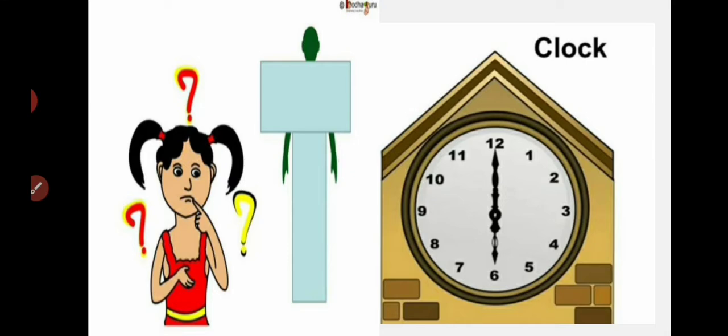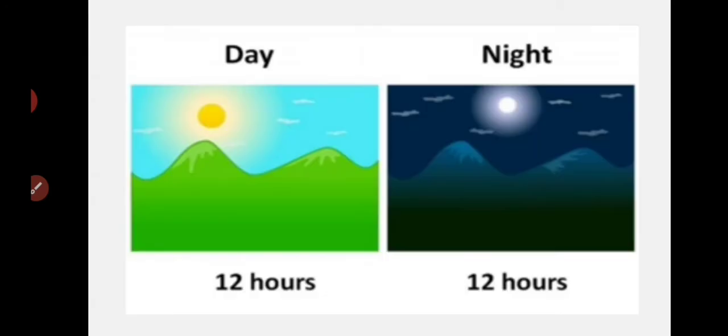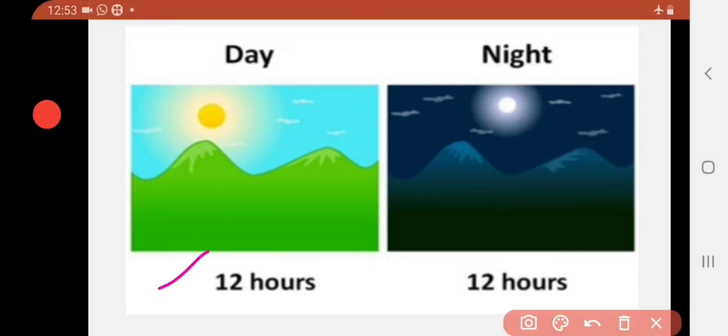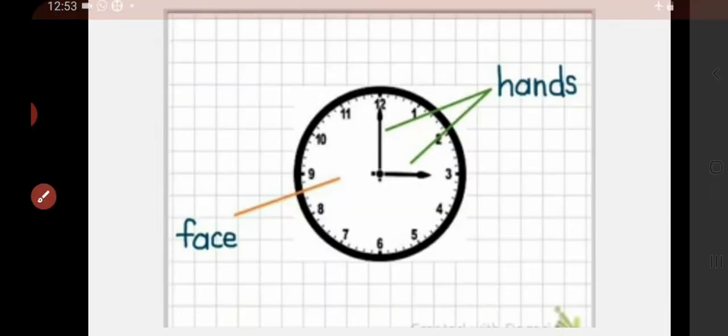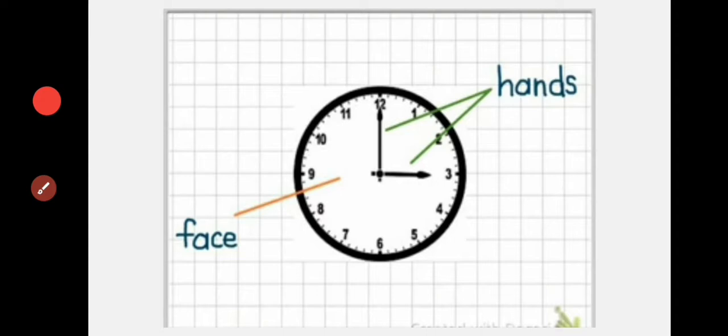Now you must be thinking, why 12? Why not 13? So let's understand this concept. Dear children, a day has 24 hours and we equally divide daytime and nighttime: 12 hours for daytime and 12 hours for nighttime. Hence, the clock has 12 equal parts.